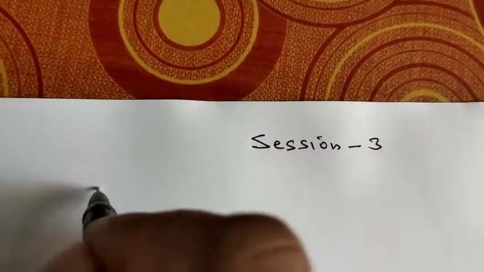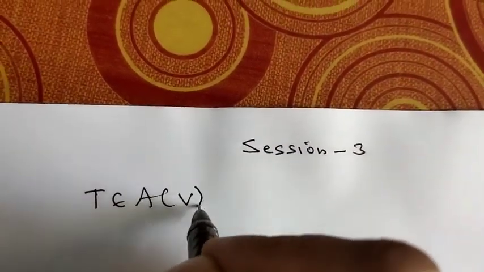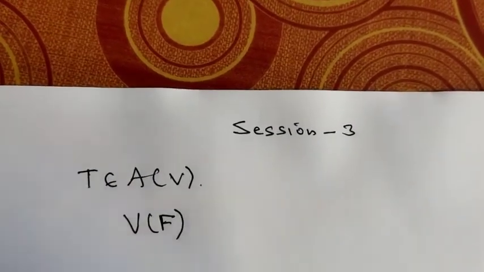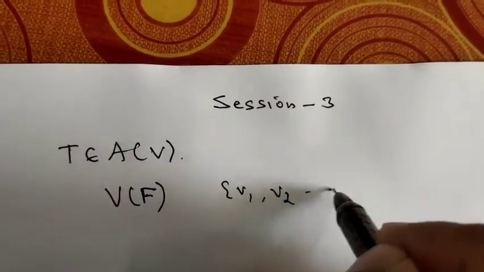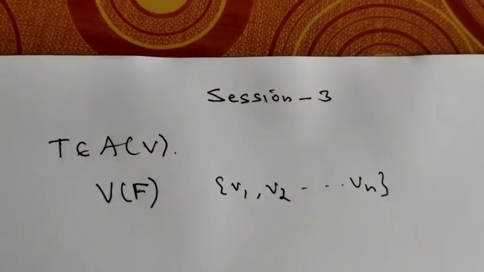Suppose we have the transformation T belongs to E of V. Then we know that T can be completely determined by its effect on a basis of V. For example, suppose V is a vector space of dimension n, and let V1, V2, etc., Vn be a basis of V.